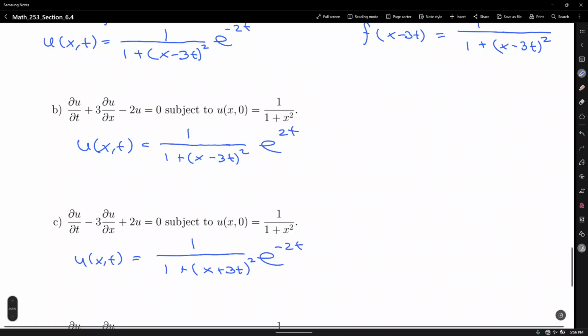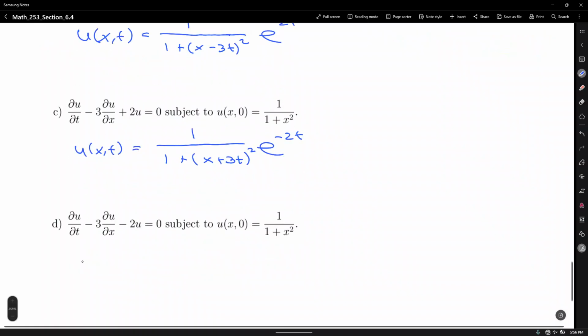Are you guys with me here? What we're doing is just changing signs. That's it. That's all it is. And lastly, for letter D, u of x,t. Everything is negative. In the solution, everything is positive. 1 plus x plus, yeah, plus 3t squared, e to the 2t positive. Okay?